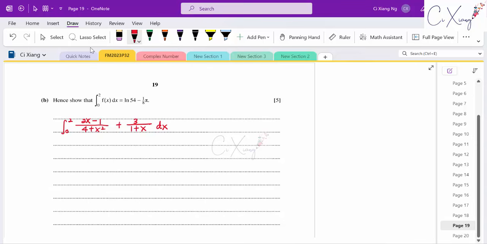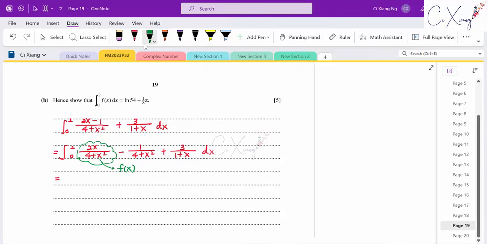Okay, so what I want to do for this part is, first I want to separate my integration, the first term here, into two different fractions, where it will become 2x divided by 4 plus x squared, then 1 over 4 plus x squared, and also 3 divided by 1 plus x. Okay, so the next step for the integration, for the first term here, I'm having 2x on top and 4 plus x squared at the bottom. So now let me check and see whether it belongs to f prime x over fx function or not.